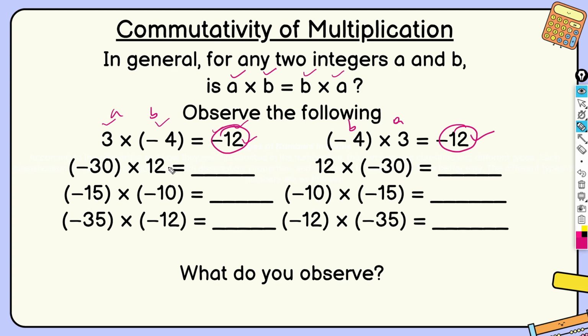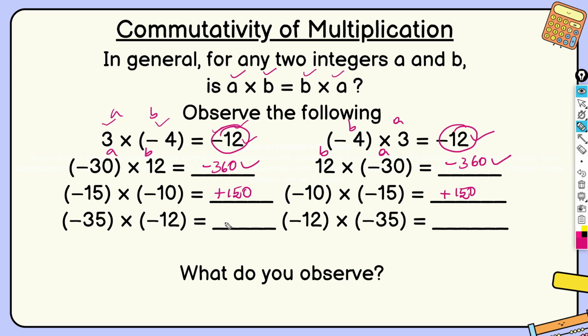So we will see other examples. 30 into 12 is 360. Minus into plus is minus. So this is a, this is b. A into b. Now this becomes b into a. Plus into minus is minus. 12 into 30 is 360. So here 360, 360 both are same. So a into b is equal to b into a. Similarly here we get minus into minus is plus, 15 tens are 150. Minus into minus is plus, 10 into 15 is 150. So here also a into b is equal to b into a.